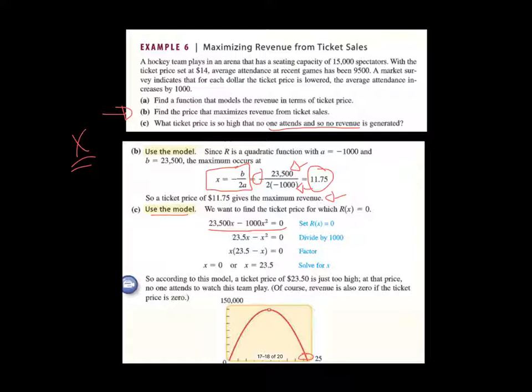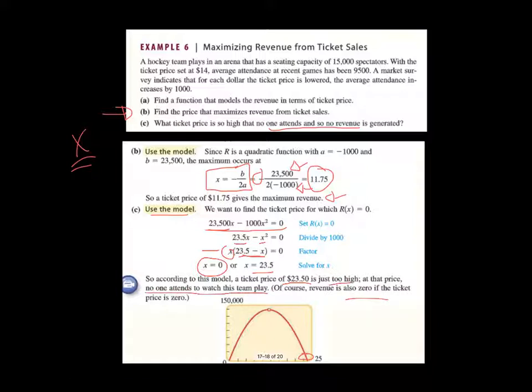So first thing we're going to do is divide everybody by 1,000. And by doing that, this is going to give us 23.5, and then this will just be a minus x squared. We'll factor out an x, leaving us 23.5 minus x equals 0. And we'll end up with setting both of these equal to 0. So x equals 0 is here, and 23.5 minus x equals 0 gives us an x of 23.5. So according to this model, a ticket price of $23.50 is just too high. And at that price, no one attends to watch this team play.